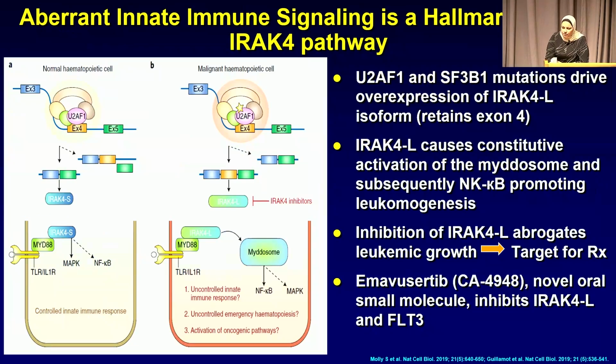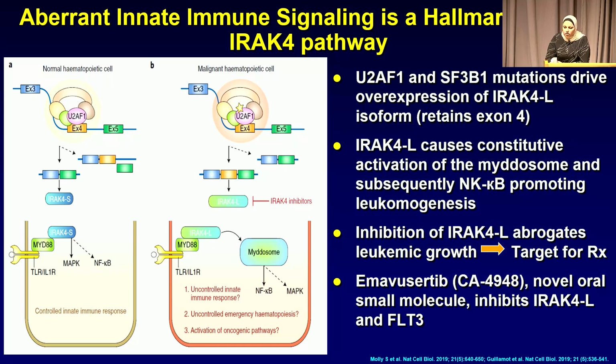IRAK4 inhibitors are very interesting agents under investigation for relapsed refractory higher risk MDS. Preclinically, U2AF1 and SF3B1 mutations have been found to cause aberrant splicing of IRAK4, leading to the overexpression of the IRAK4 long isoform, which causes constitutive activation of the myddosome and subsequently of the NF-kappa B pathway, promoting leukemogenesis, which makes the IRAK4 long isoform an attractive target for therapy.